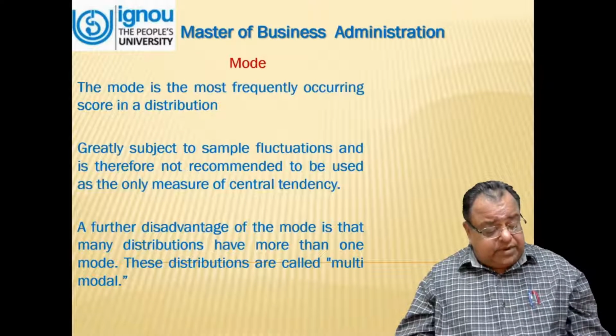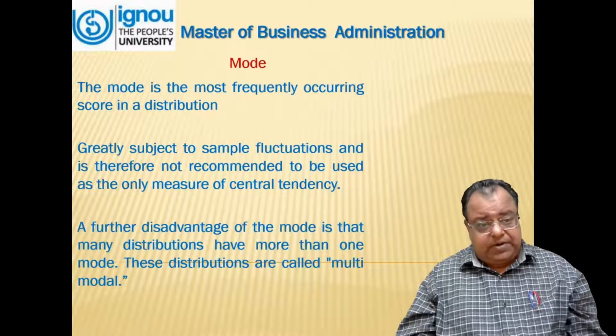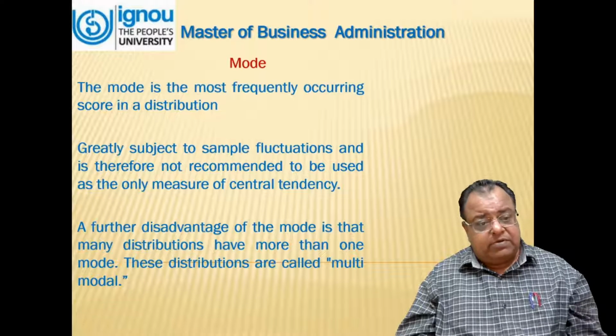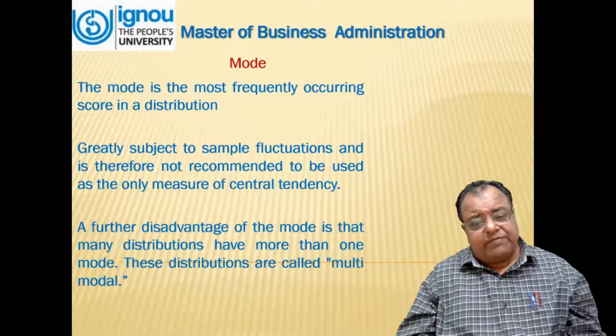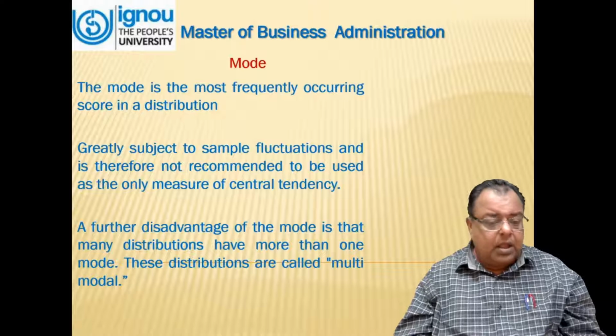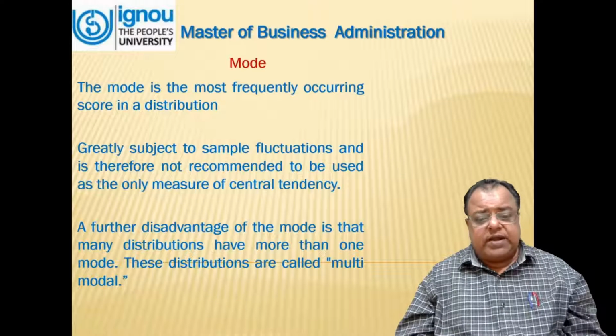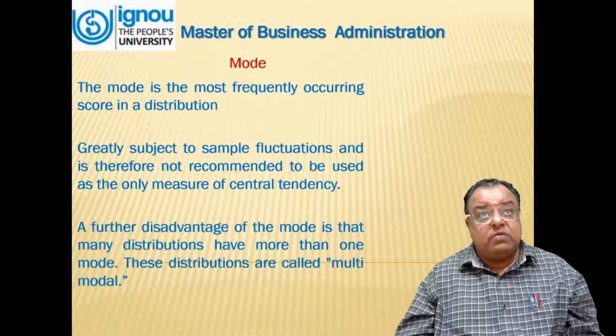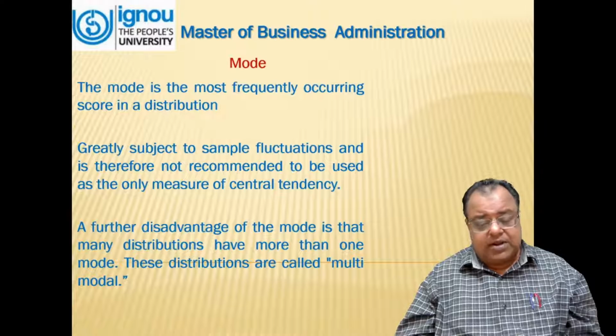Then, after median, comes mode. Mode is the most frequently occurring score in a distribution. It is greatly subject to sample fluctuations and is therefore not recommended to be used as the only measure of central tendency. A further disadvantage of the mode is that many distributions have more than one mode, and these distributions are known as multimodal.